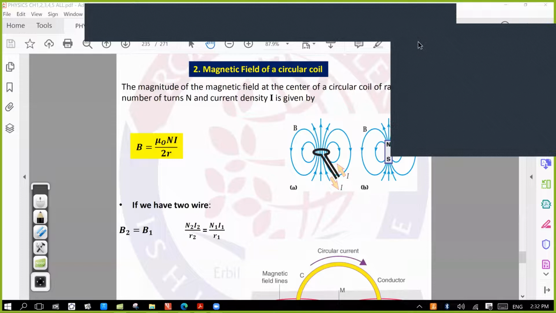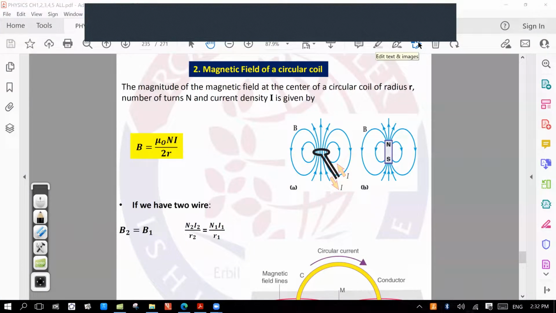Hi everyone, this is section 2, chapter 5, magnetism. And section 2, which is the second part. In the previous part, I'll just do a quick review.